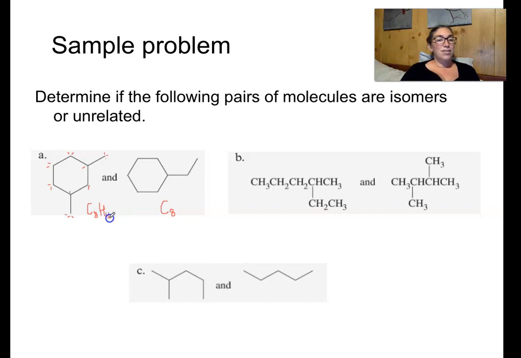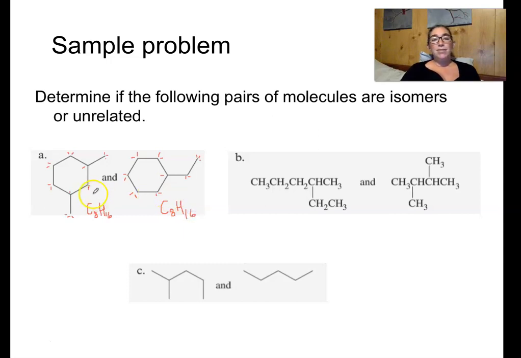which is consistent with a cycloalkane formula. This one too, let's count those invisible hydrogens. 1, 2, 3, 4, 5, 6, 7, 8, 9, 10, 11, 12, 13, 14, 15, 16. So these do have the same molecular formula.